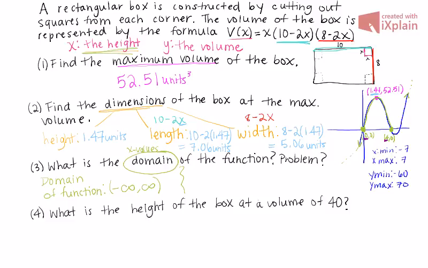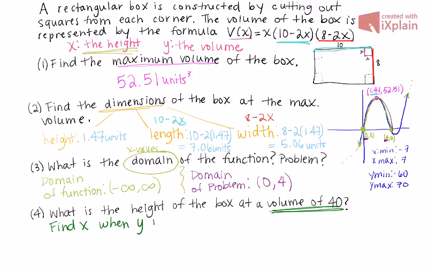So the domain of the problem is from 0 all the way to 4. The last problem asks us to find the height of the box at a volume of 40. So as we talked about earlier, volume is a y value. So essentially, this problem is asking us to find x when y is 40.